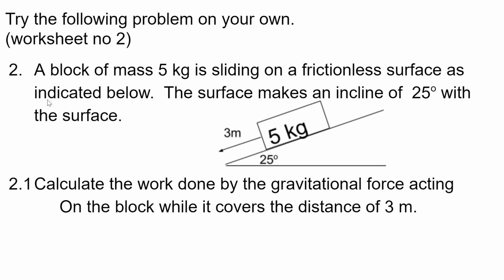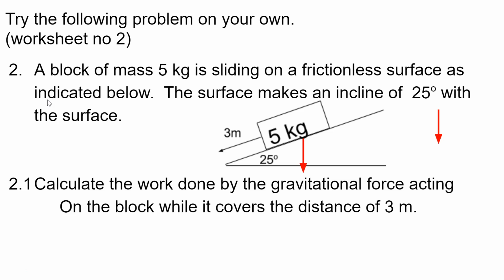A block with mass 5 kg is sliding on a frictionless surface as indicated below. The surface makes an incline of 25 degrees with the horizontal. Sorry for that spelling error. Calculate the work done by the gravitational force acting on the block while it covers the distance of 3 meters. We have gravitational force acting on this block, and we need to calculate the amount of work done.